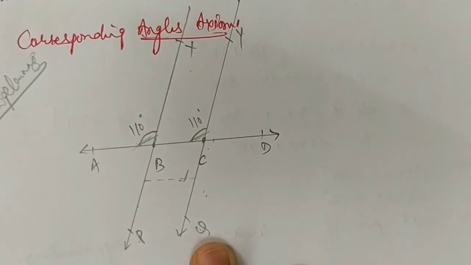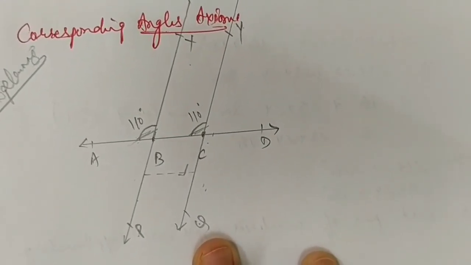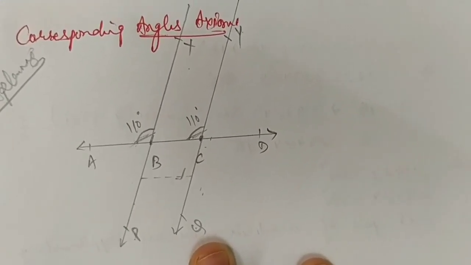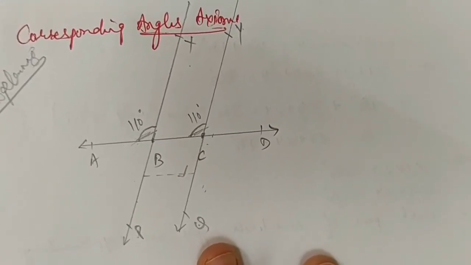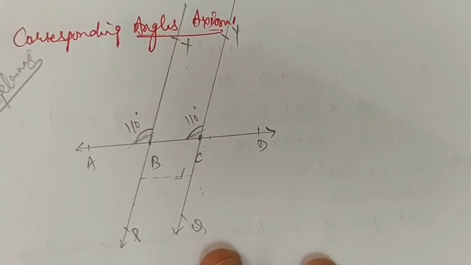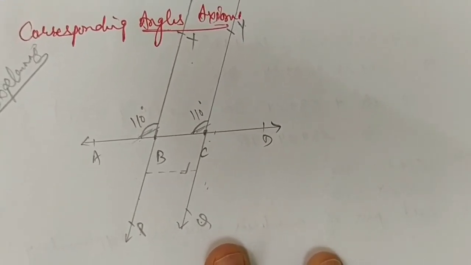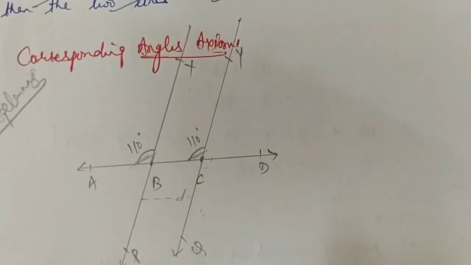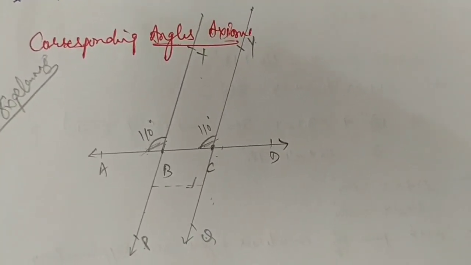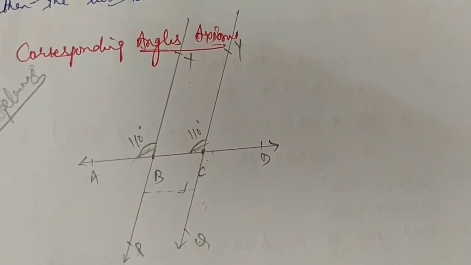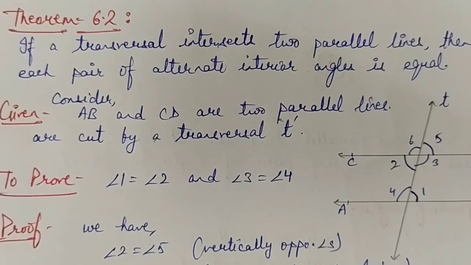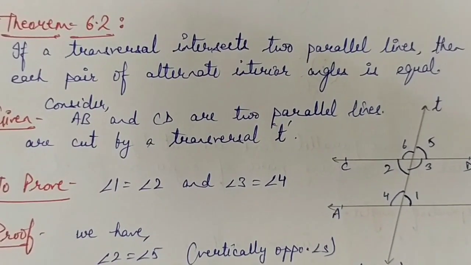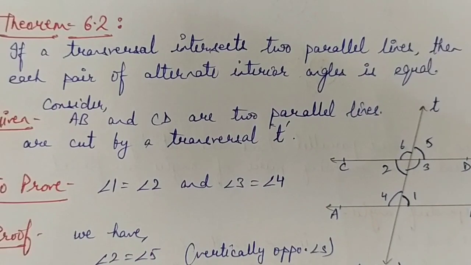Corresponding angles are formed when two or more parallel lines are intersected by a transversal, then four pairs of corresponding angles are formed and they are equal. So next, moving towards our theorem 6.2. Theorem 6.1 was your vertically opposite angles, and now theorem 6.2 I am explaining. Theorem 6.2 says if a transversal intersects two parallel lines, then each pair of alternate interior angles is equal.